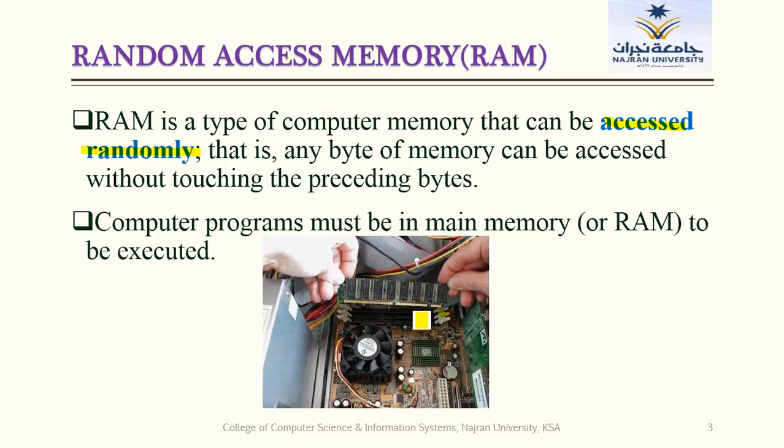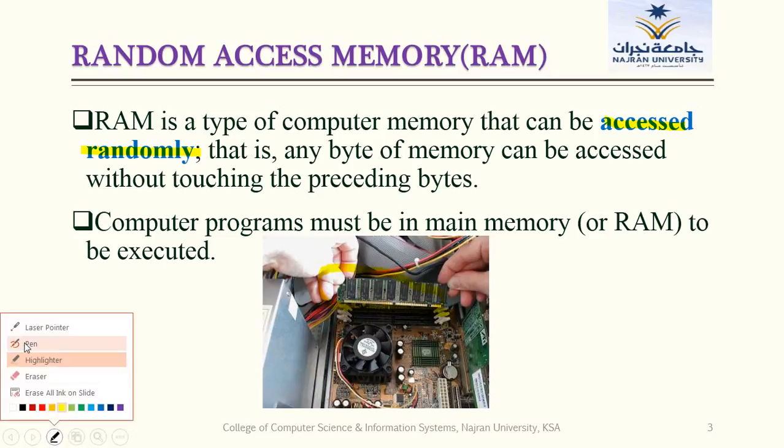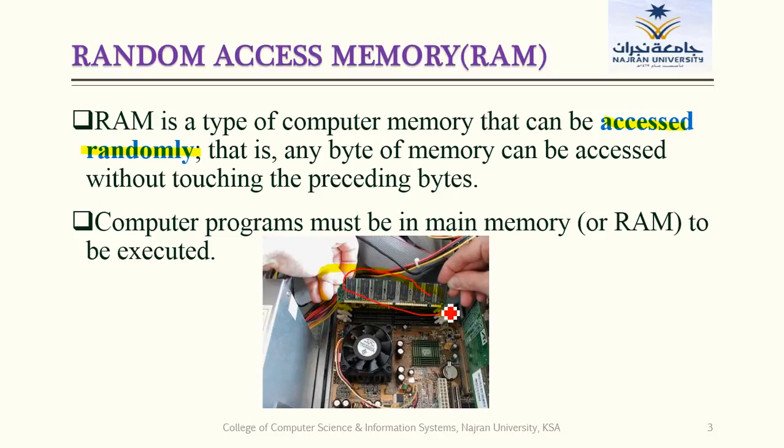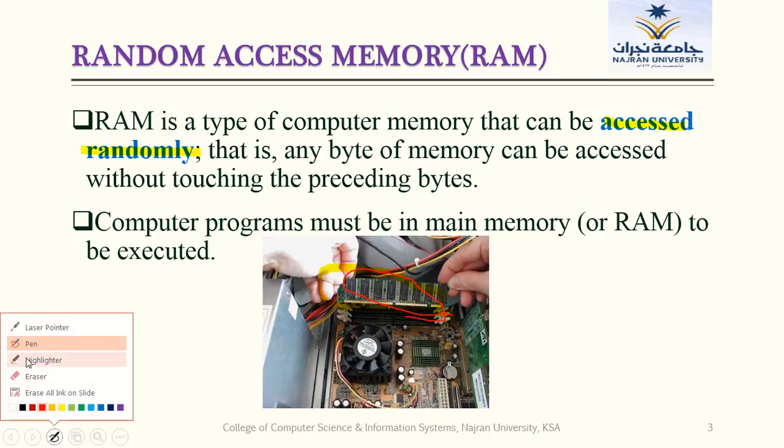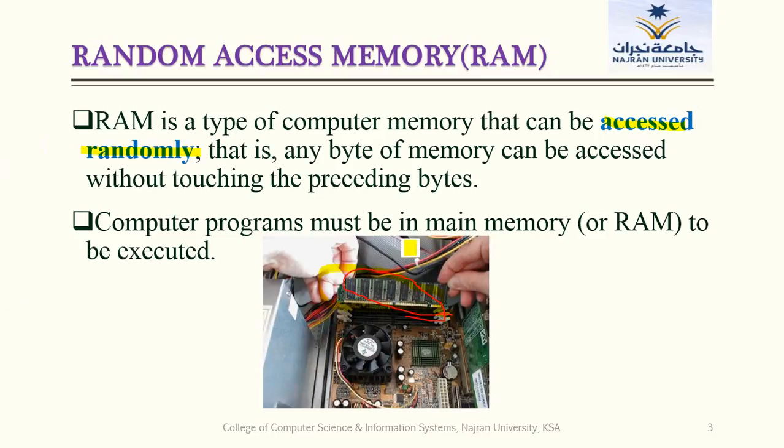Here you can see this is the memory that is going to be installed in the computer, and here you can see we are going to install it in the computer motherboard. The programs that we want to execute must be in main memory. We have some secondary storage devices like hard disk, but if we want to execute any program, that program must be in main memory, otherwise we are not able to execute that program.